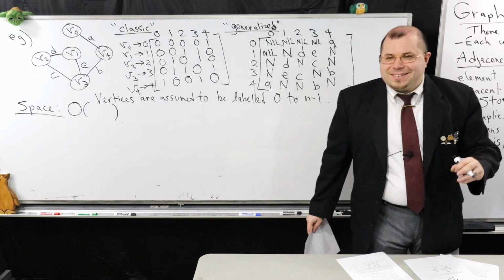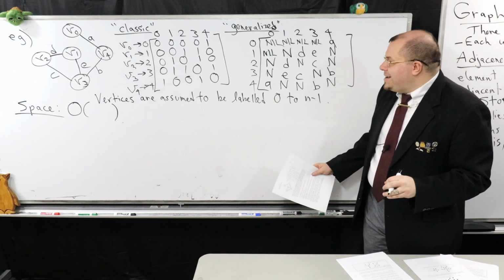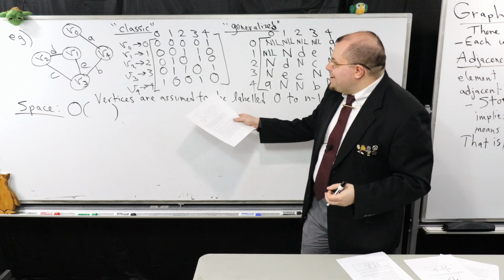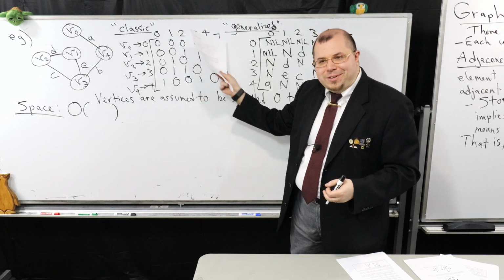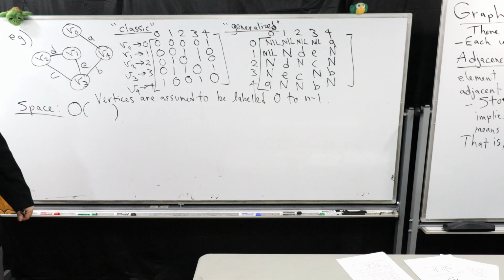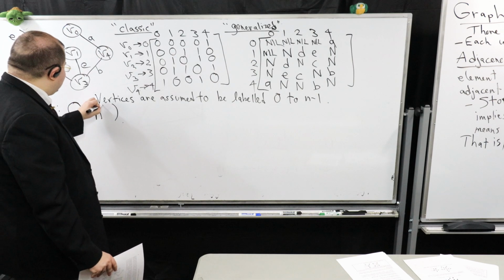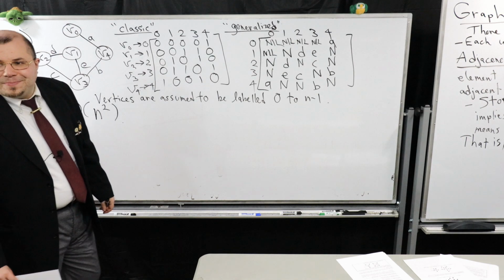How much space? Oh, so I'll give you a hint. If I have n vertices, how many entries are going to be in this matrix or 2D array? If I give you n, how many entries? It's quadratic. Yeah, exactly, it's n squared. So that's one thing you need to keep in mind.